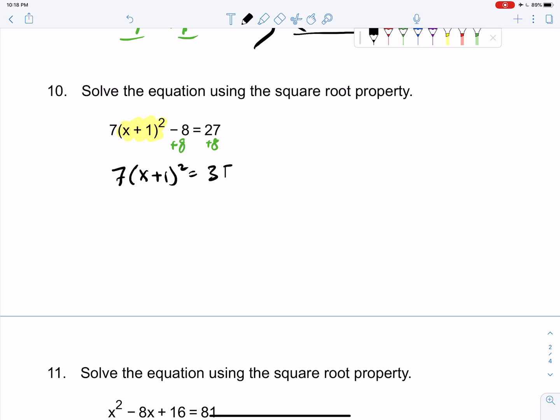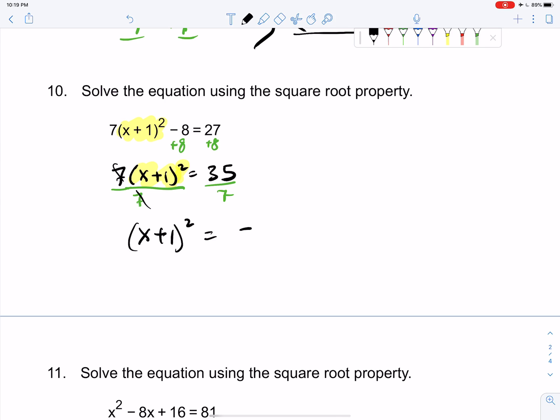Whoops. Oh, what's wrong with that? All right, so that equals 35. Now, of course, we still want to isolate the perfect square. So we are going to divide the whole left side by 7 and the whole right side by 7. Of course, you know all this stuff. And we're left with the quantity x plus 1 squared equals 35 divided by 7, which is just 5.